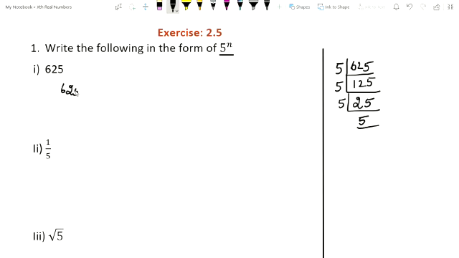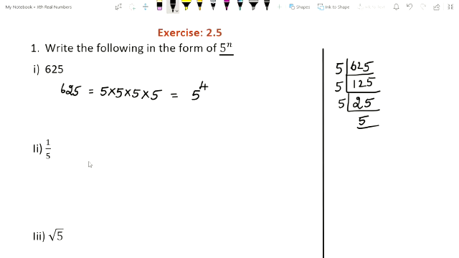5 5s are 25. Now how can you write this? 625 equal to 5 into 5 into 5 into 5. Here how many 5s are there? 1, 2, 3, 4. So we can write it as 5 power 4. Now it is in the form of 5 power n. Do you understand children?